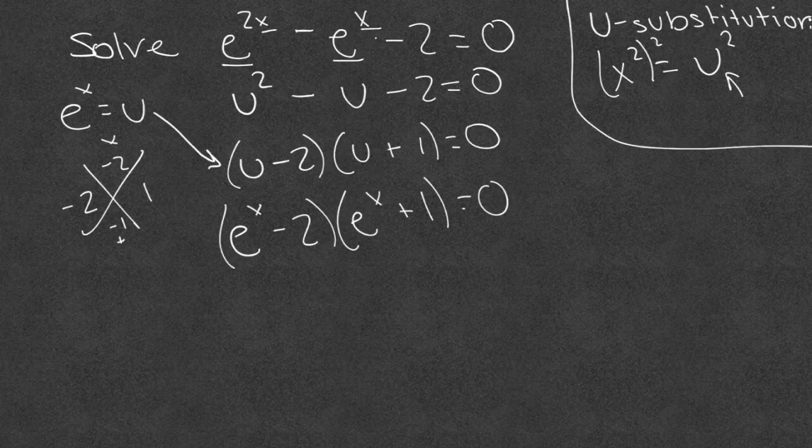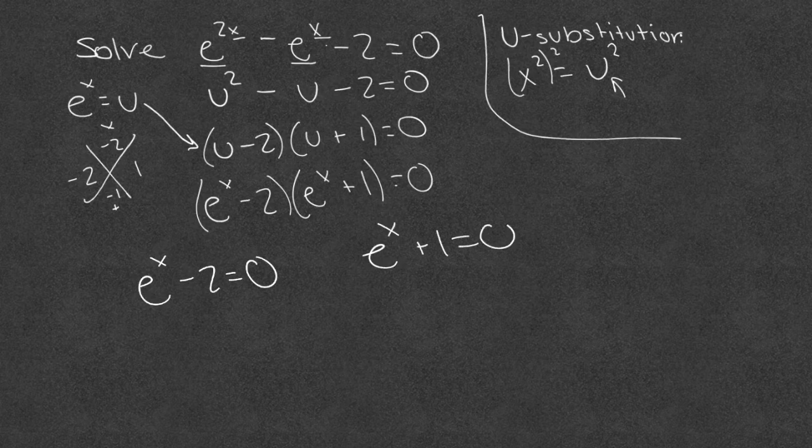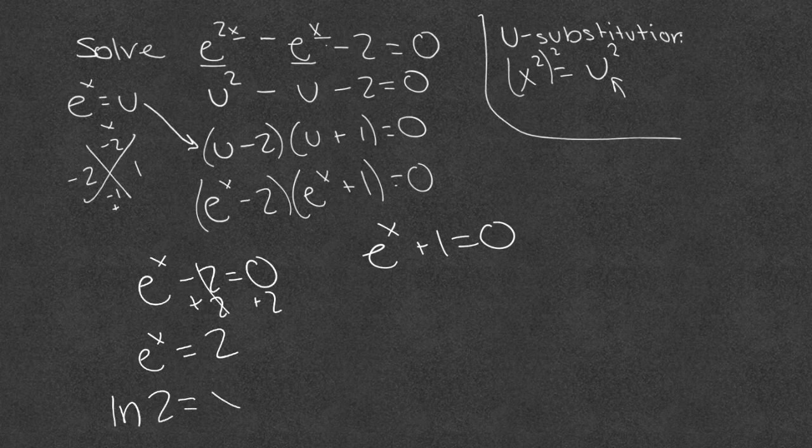We can still use the zero product property and go ahead and separate them. So we get e^x - 2 = 0 and e^x + 1 = 0. So now we're going to solve both of them for x. e^x = 2. We rewrite this into the natural log form. That gives us natural log base e of 2 equals x.